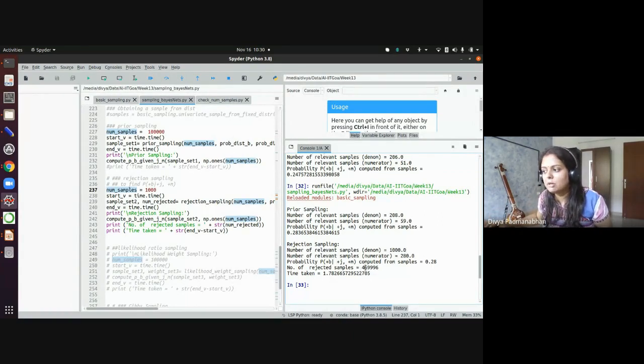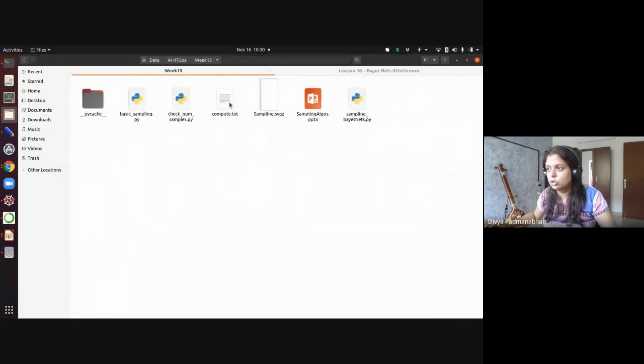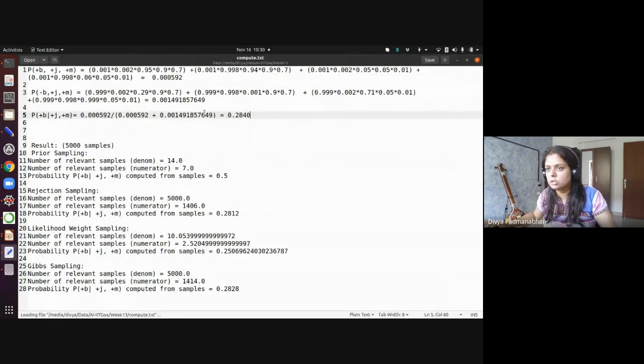But you see that the number of rejected samples was a huge number, about 469,000. To get 1000 samples, I had to discard this many. Finally, the probability estimate I got was 0.28. And actually for this network, when I computed the values manually, the value I got was indeed 0.28. I think I had this computation.